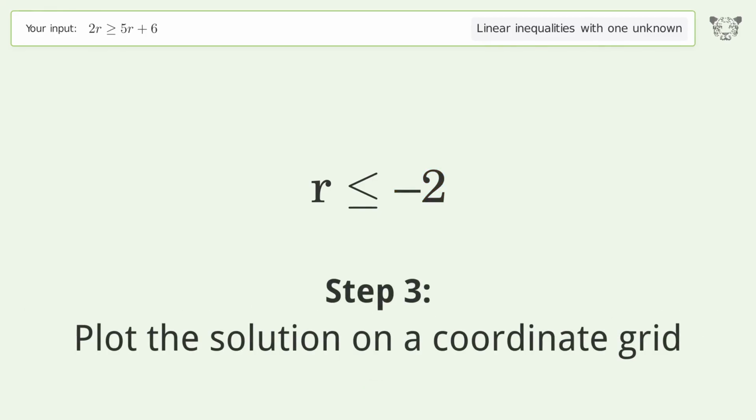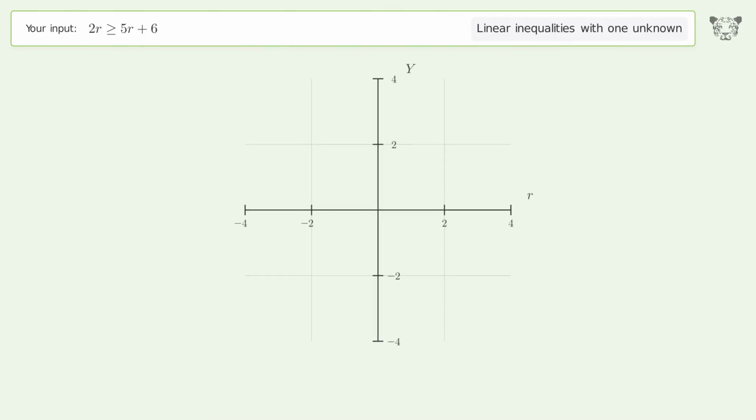Plot the solution on a coordinate grid. And so the final result is r equal or smaller than -2.